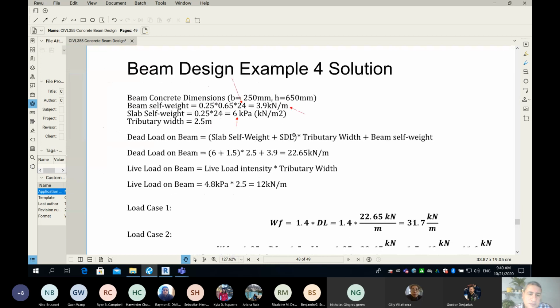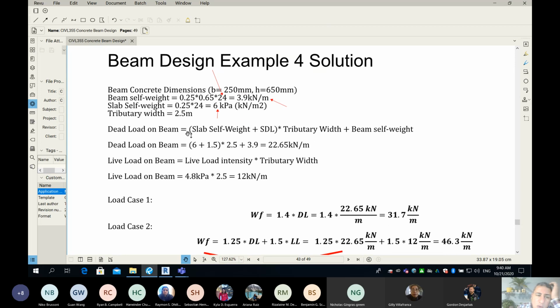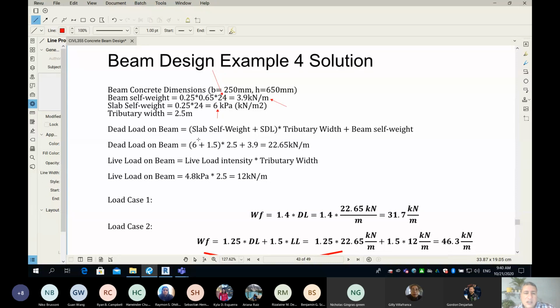Now, next, after you figure out the beam self weight and the slab self weight, I already wrote the equation, so there is no confusion. Slab self weight plus SDL. You have to add the self weight of the slab, not the beam, plus the SDL. You add them together, and then finally, you multiply by the trip width.